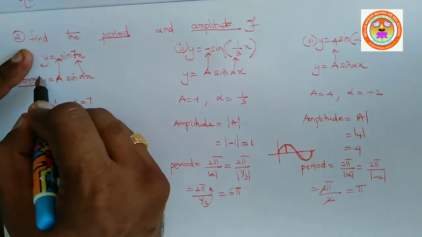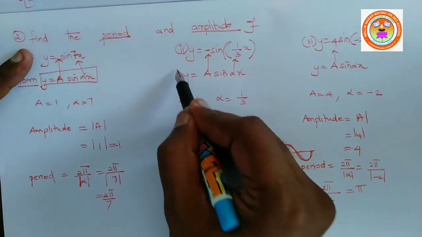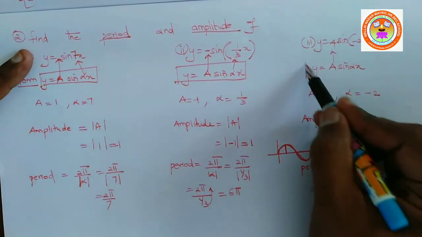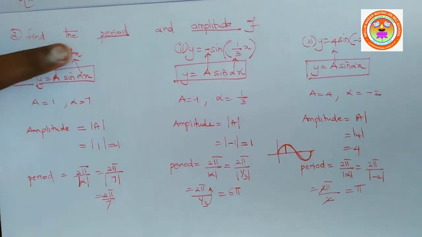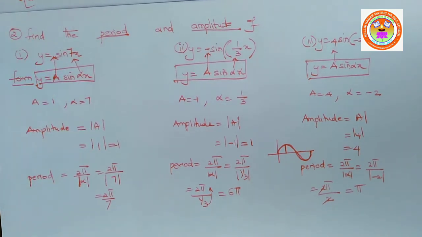First we need to know the general form. Y is equal to a sin alpha x. After writing a sin alpha x, I need to take a. What is a from the question? What is alpha from the question? After taking a and alpha properly, you can apply the amplitude formula, nothing but modulus of a. Period is equal to 2 pi divided by modulus of alpha, so that we can get the answer easily.